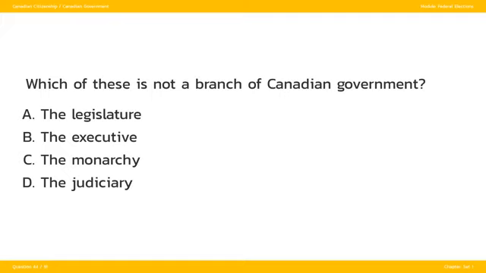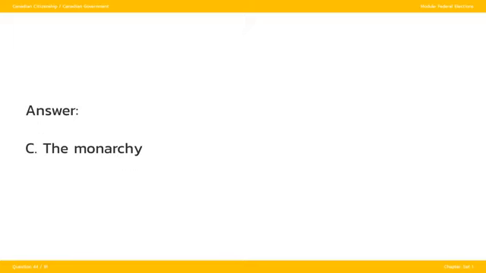Which of these is not a branch of Canadian government? A. The Legislature. B. The Executive. C. The Monarchy. D. The Judiciary. The answer is C. The Monarchy.